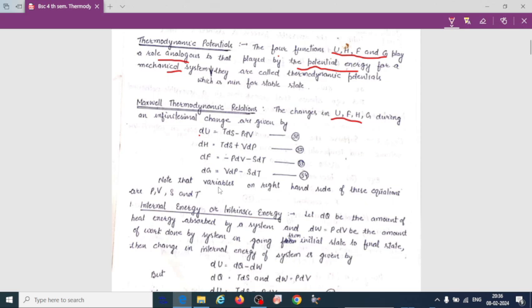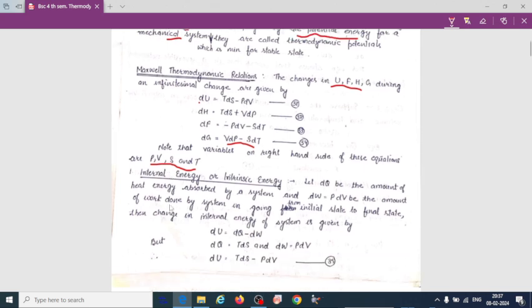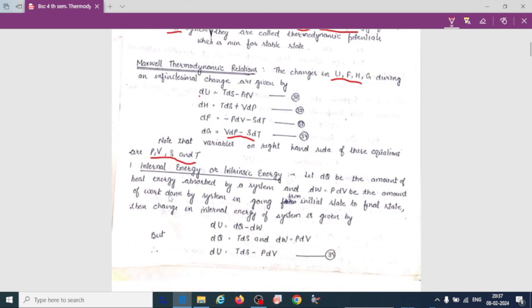Here we have to note these variables. The right-hand side of these four equations is related to pressure, volume, entropy and temperature. So the first Maxwell thermodynamic relation we should understand using internal energy.